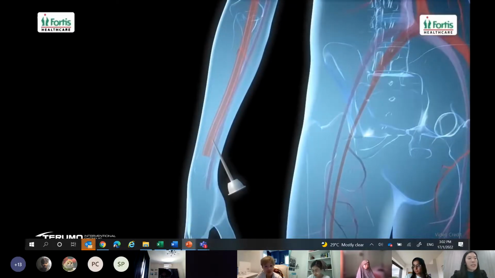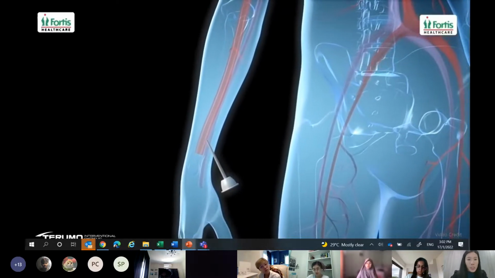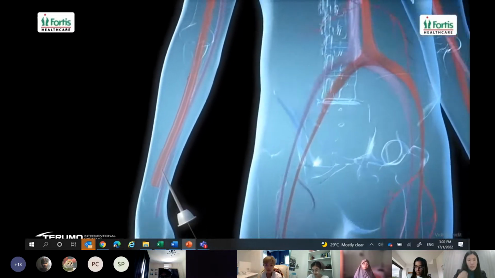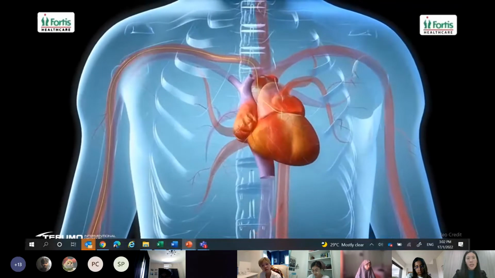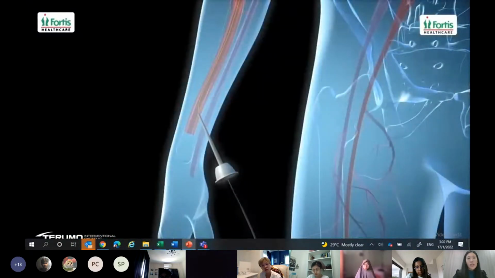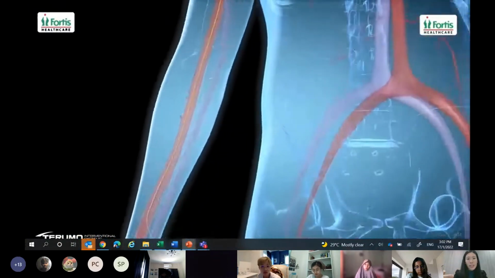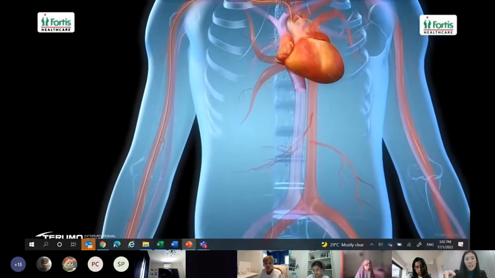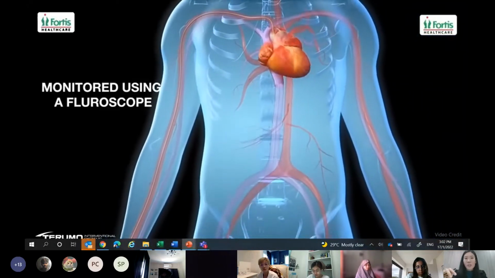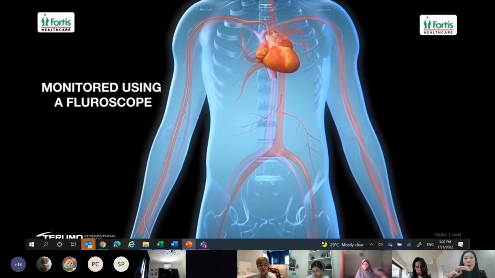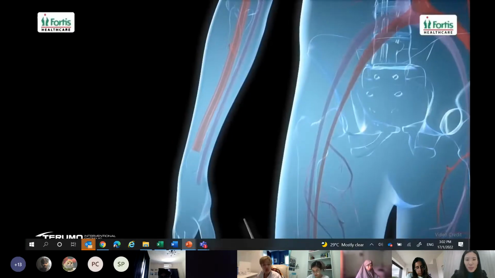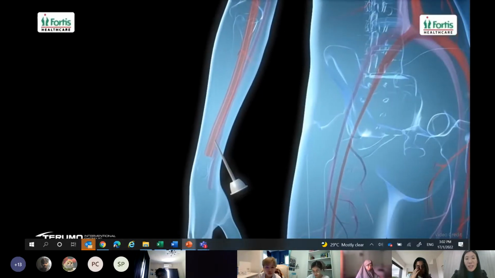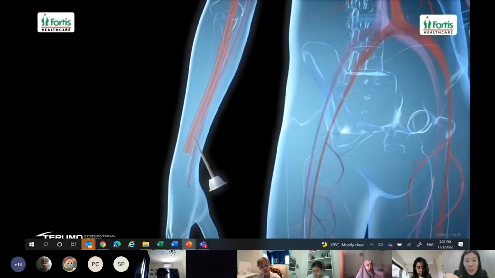So let's look at the general steps to CAG. As you see, there's an introducer sheath there, and now we put in a guide wire up to the heart and also a guiding catheter. Let me start the image video again. So first puncture, and then insert your insertion sheath. Put in your guide wire.